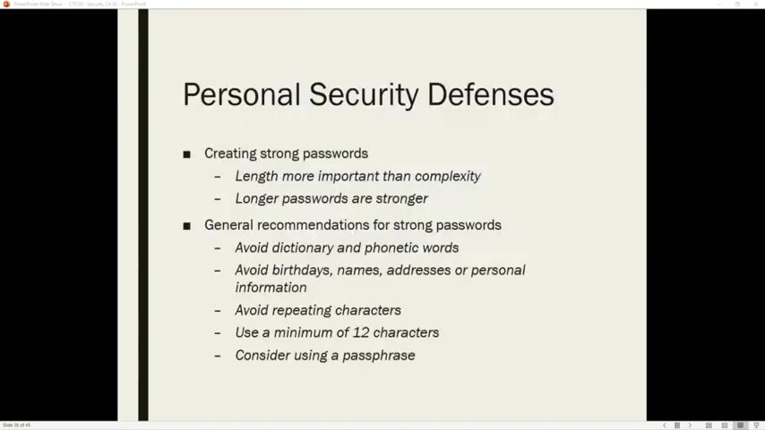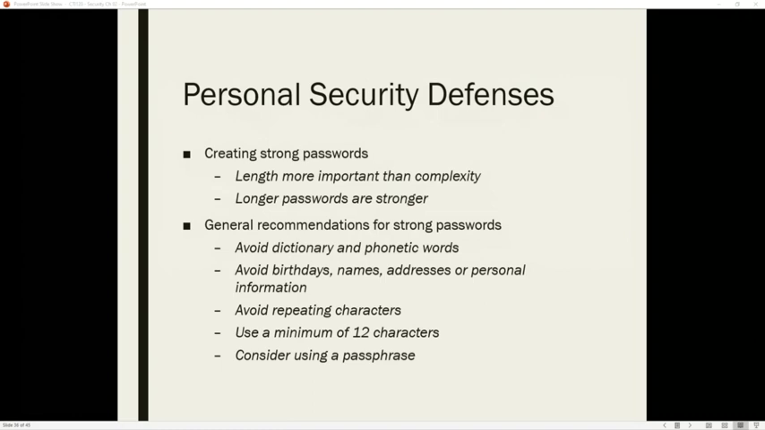So again, strong passwords really do rely on length. But that doesn't mean that you should just have like 20 instances of the lowercase letter a in a big string. You want to avoid dictionary words, phonetic words, the way things sound as well as how they're actually spelled, personal information, repeating characters, repeating sequences. A minimum of 12 characters is recommended.